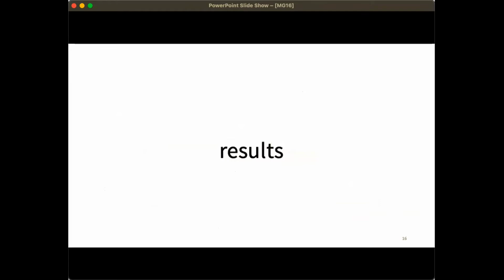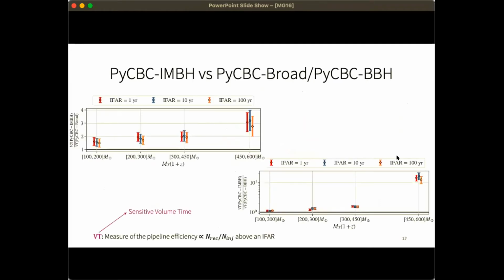So how do these changes and optimization help us? Well, to answer that question, we use our set of injections and use them to compare our search against those of existing PyCBC-based searches with overlapping target space.